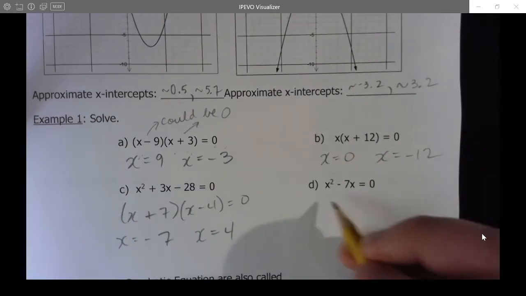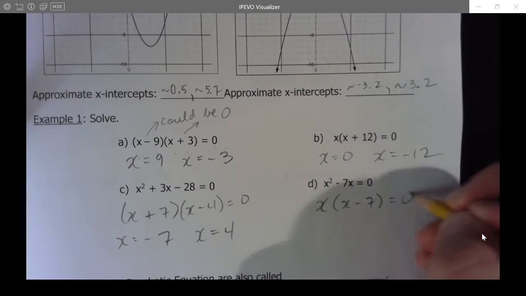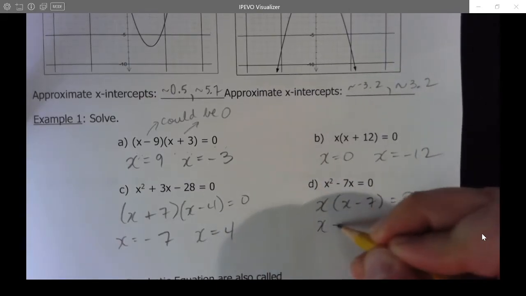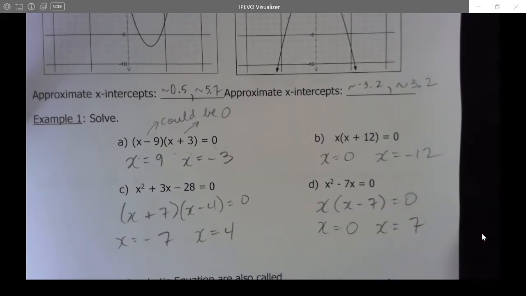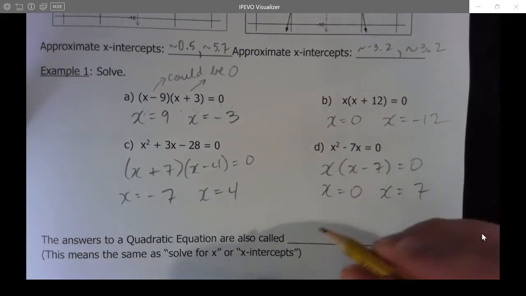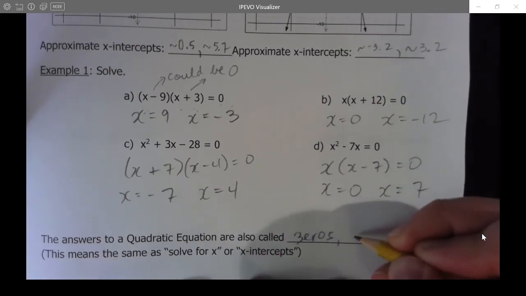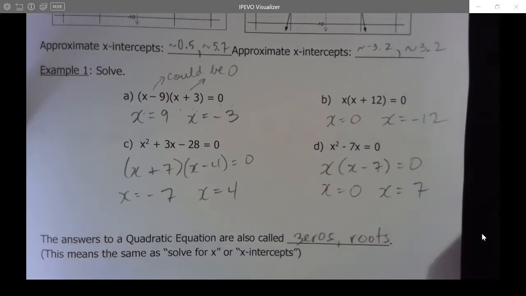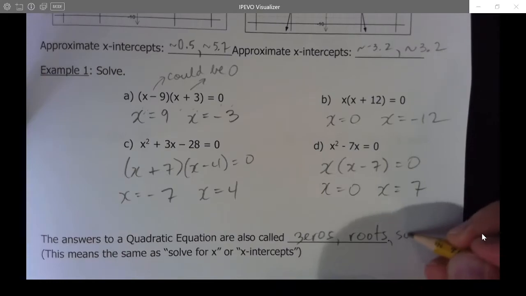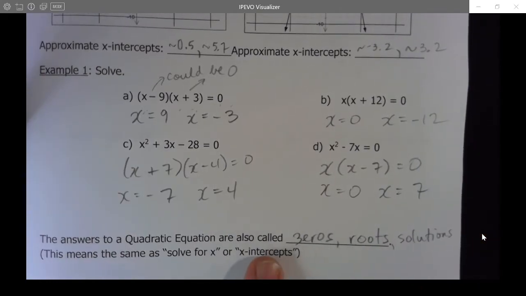And this one, you use your greatest common factor. Oh, I guess I didn't pause to let you try it yourself. Sorry. X is 0, x is 7. And the answers to quadratic equations are often called zeros. They're also called roots. And sometimes they're just plain old called solutions. And of course, you already know that graphically they're called x-intercepts.